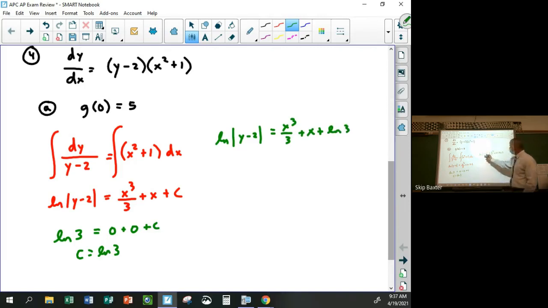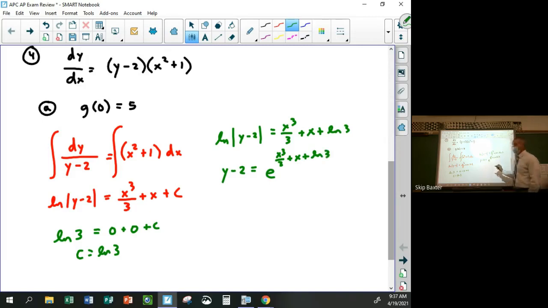Now, is the absolute value necessary in this problem? It's not necessary. And we know that because if you substitute y equals 5 in, the absolute value doesn't change anything. Okay, if this had been ln of 2 minus y, then yes, the absolute value would be necessary because it's changing something. Okay? So this ends up being y minus 2 equals e to the (x cubed over 3 plus x plus ln 3).